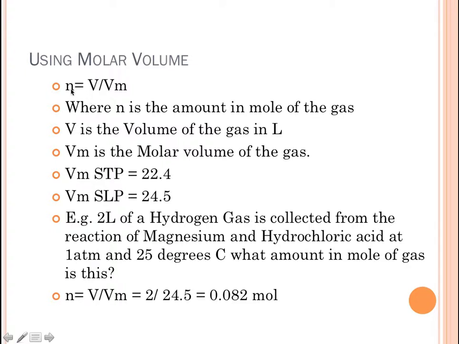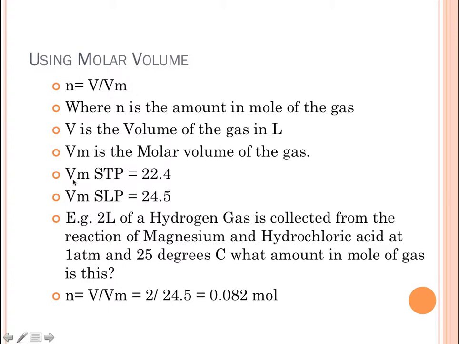So we know that the amount in mole of a gas is equal to its actual volume divided by this molar volume. These are our two molar volumes, because it only works for those conditions. Or, if we know the amount in mole, we can use this to find the volume.